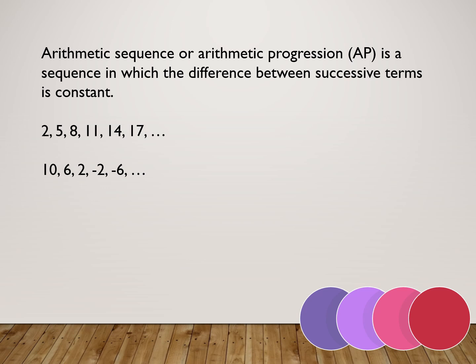So an arithmetic sequence, or an arithmetic progression, an AP for short, which you'll see used regularly, is a sequence in which the difference between successive terms is constant. A typical pattern is 2, 5, 8, 11, 14, 17, which is going up by 3, so the difference between each term is 3. The pattern 10, 6, 2, minus 2, is an arithmetic progression because the difference is minus 4. It's going down by 4.